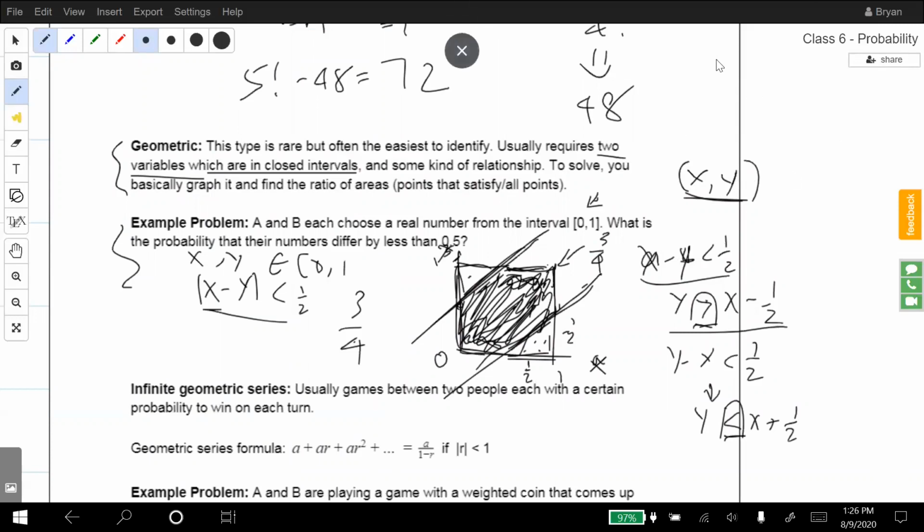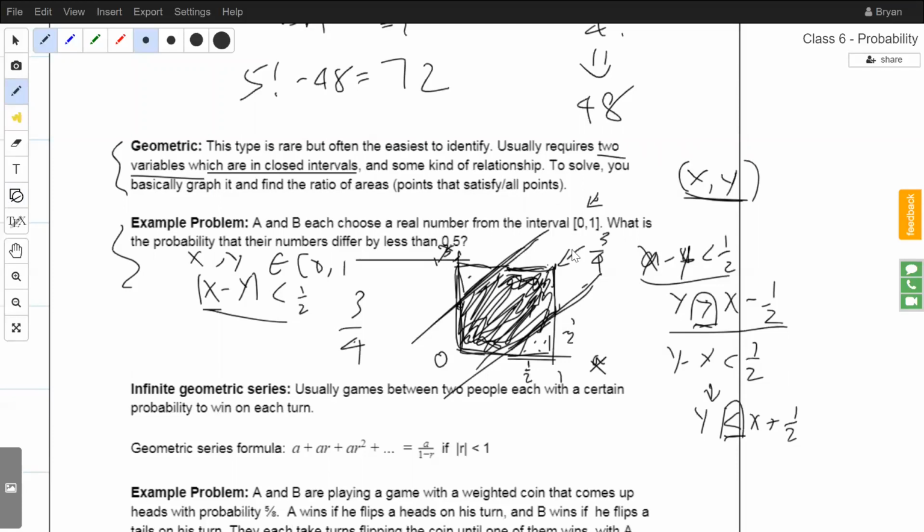But yeah, if you have any questions on this, now would be a good time to ask them. But this is a very powerful method, and if you think about it, if we didn't use geometric probability for this question, I'm not really sure you'd have a really great rigorous way to actually solve it. So yeah, cool problem.